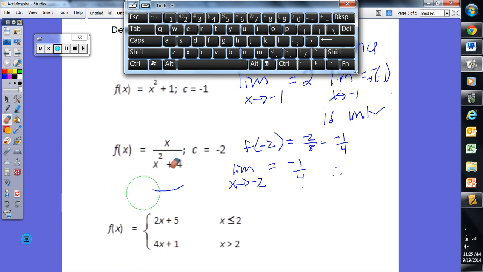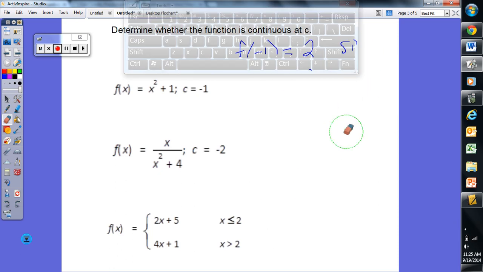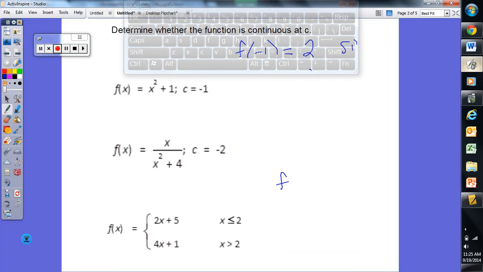Okay, finally. Most of the time when you're asked to prove something's continuous or not, it is with a piecewise function. So let's look at this piecewise function. First we have to check, oh, I didn't give you a c value, which I know I did. Nope, I guess I didn't. The c value for this must be 2. Yeah, c equals 2. So the first thing we have to find is f of 2.